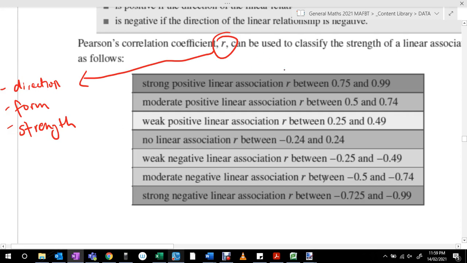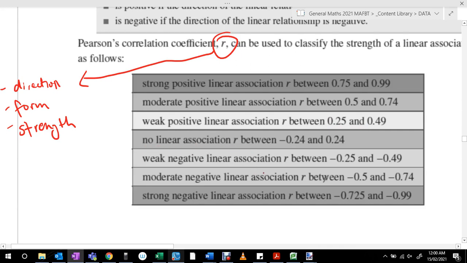So if you have a look here, if you have an R value between 0.75 and 0.99, it's considered to be strong, positive, and linear. If you have an R value between 0.5 and 0.74, it is moderate, positive, and linear. If your R value is between 0.25 and 0.49, it's weak, positive, linear. And if your R value is between -0.24 and 0.24, there is no linear association, or in other words, no association.